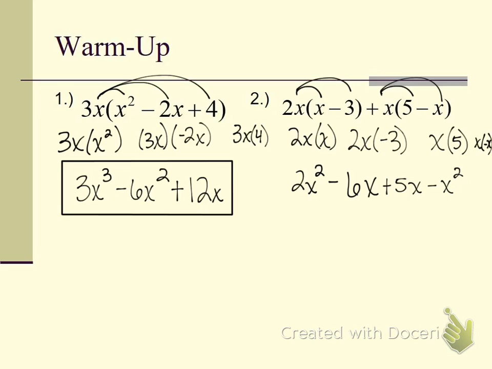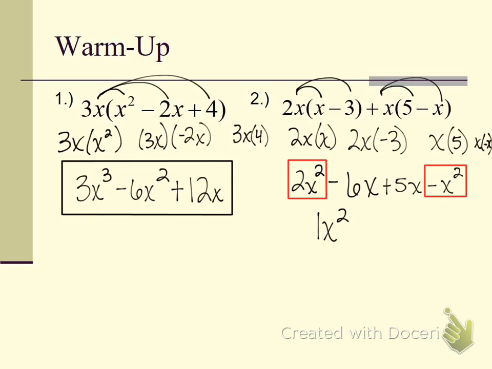Okay, now on this one, can we combine any terms? Yes, we can. What can be combined? The x squareds. Good. x squareds combine with each other. Remember to keep the sign of the term that it's right next to. So 2x squared combined with a negative x squared is 1x squared. You could just put x squared.